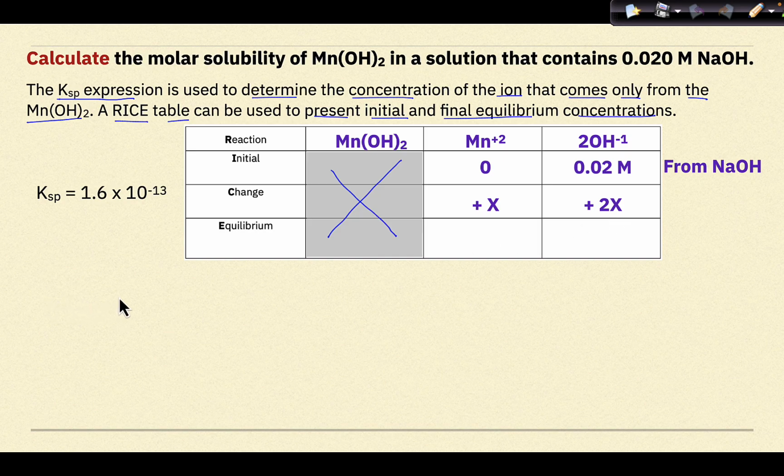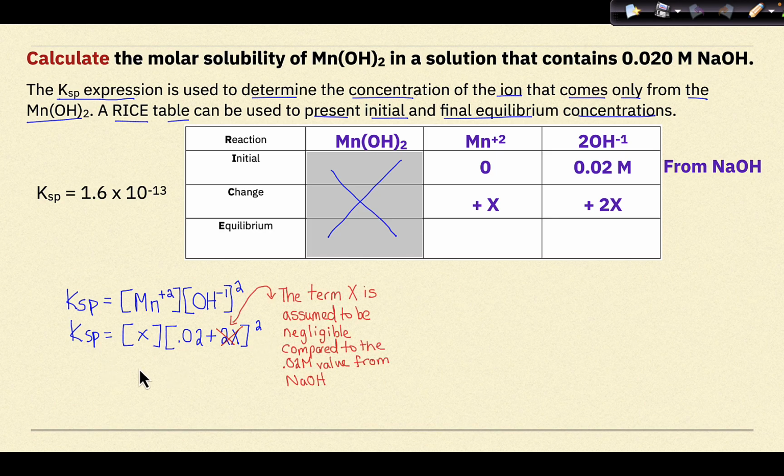So we're going to write our KSP expression for Mn(OH)2. Then we're going to substitute in our X values for the concentration of Mn2+ and OH-. We're going to cross out the 2X value that is associated with the hydroxide ion because the term X is assumed to be negligible compared to the 0.02 molar value from the NaOH. I'm going to plug in my values for KSP, and I'm going to square the 0.02 value. Finally, I'm going to solve for X. So X is equal to the concentration of Mn2+, which is 4 times 10 to the negative 10 molar.